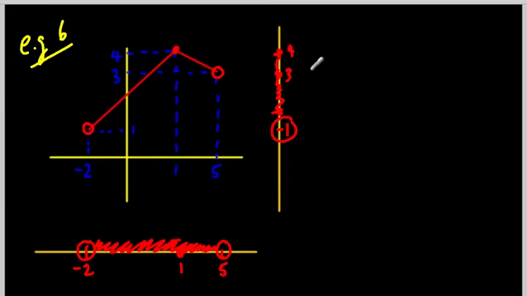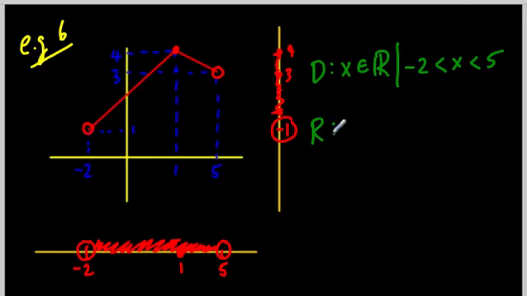So let's write out our domain and range. So the domain is x is an element of reals, right? And it's from -2 to 5, and it does not include -2 or 5. So it's -2 less than x, which is less than 5, right? So from -2 to 5. Now let's do our range, right? So this is our range.